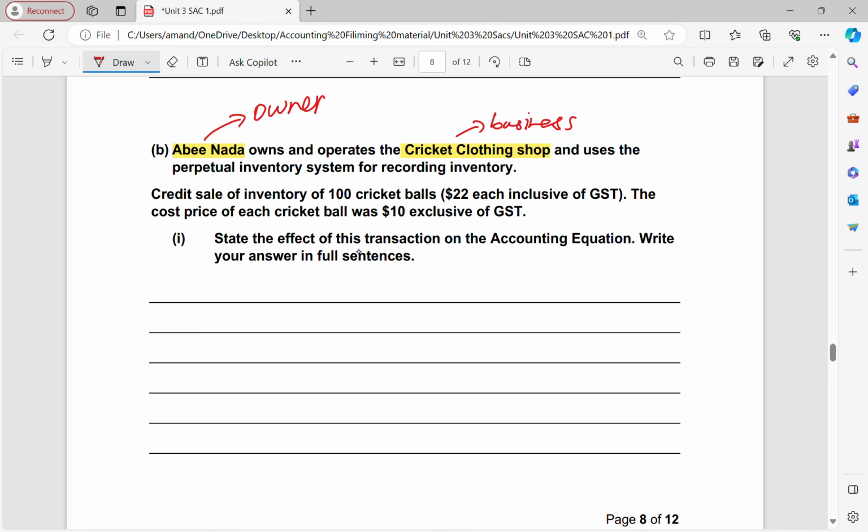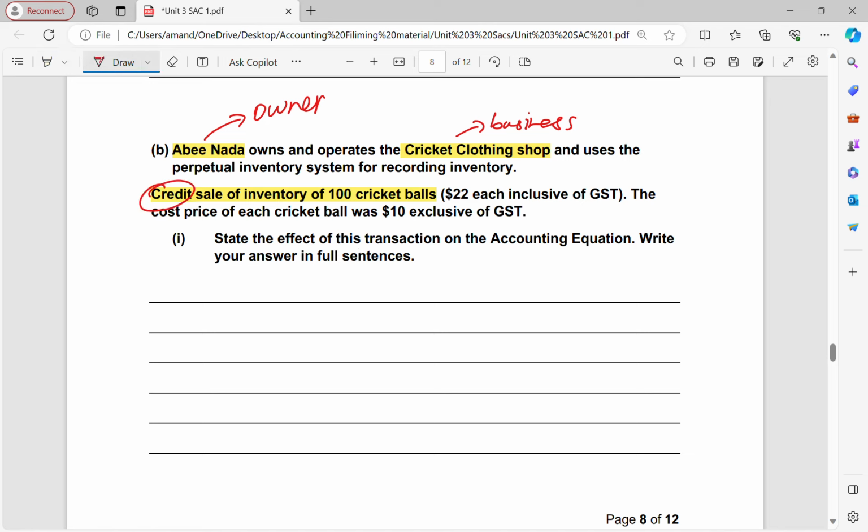Cricket Clothing Shop is my business. Perpetual inventory system for recording inventory. Don't worry about the whole perpetual inventory system for now, just go with the question. Credit sale of inventory of 100 cricket balls, $22 each, inclusive of GST.